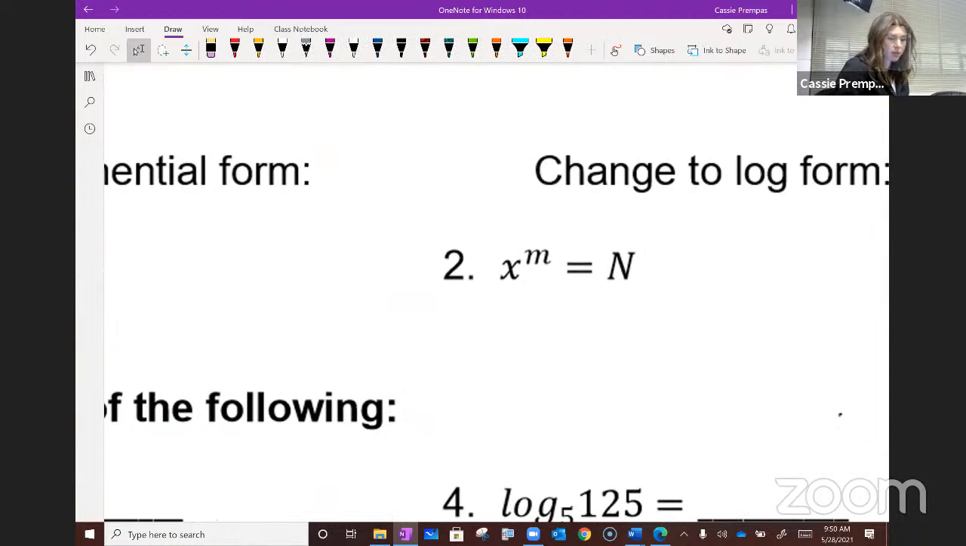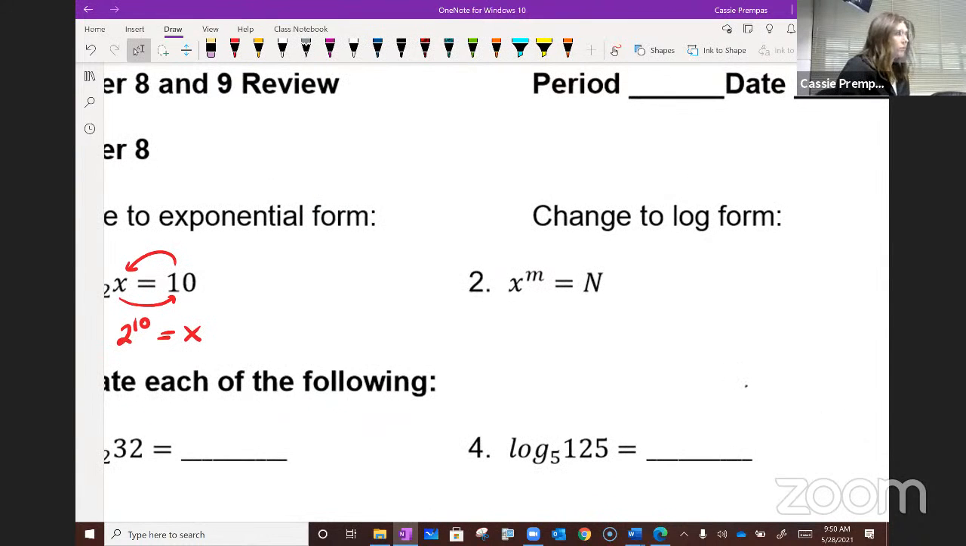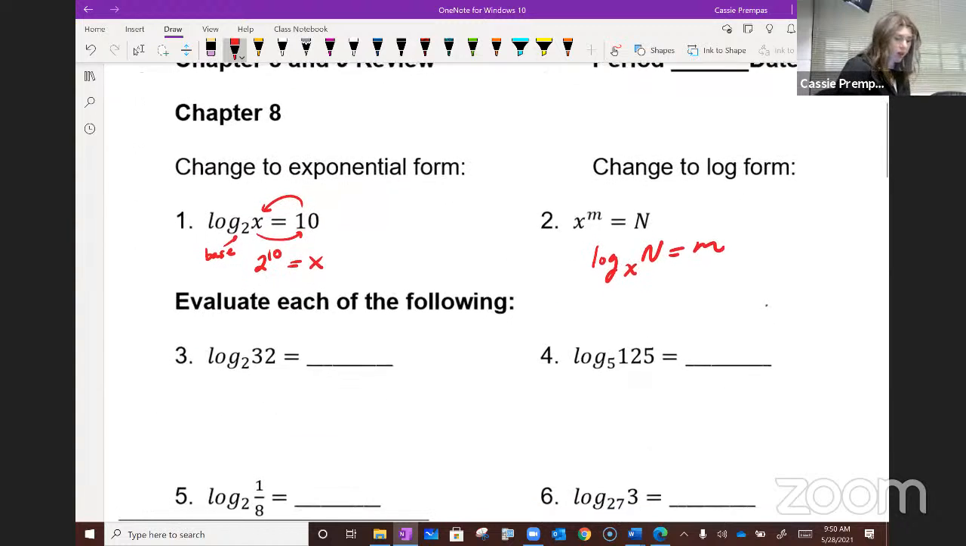Number 2, can you go backwards? Can you take something in exponent form and change it to log form? Someone raise their hand and tell me what would this one be. Emily. Perfect. Log base x of n equals m. Awesome. Okay, using that conversion, we can evaluate logs.